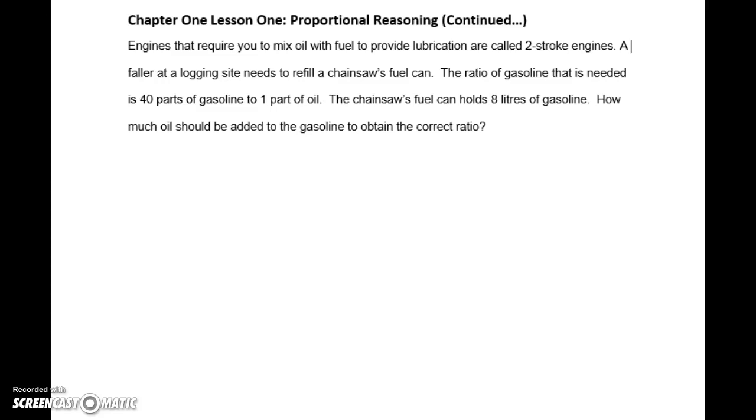So step number 1 is to actually read the problem. We're not going to do anything yet with it. We're just going to read the problem and get a sense of what we're trying to look for. So engines that require you to mix oil with fuel to provide lubrication are called two-stroke engines. A faller at a logging site needs to refill a chainsaw's fuel can. The ratio of gasoline that is needed is 40 parts of gasoline to 1 part of oil. The chainsaw's fuel can holds 8 liters of gasoline. How much oil should be added to the gasoline to obtain the correct ratio?